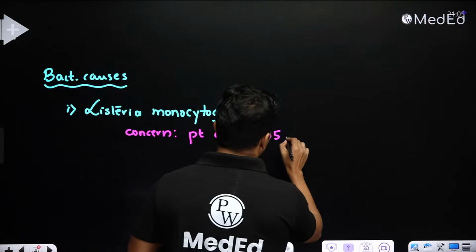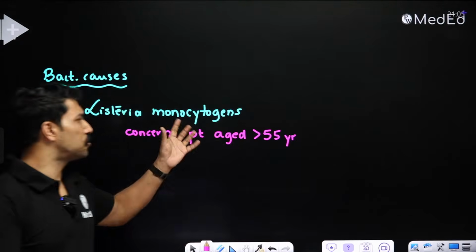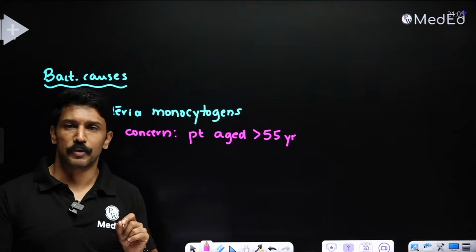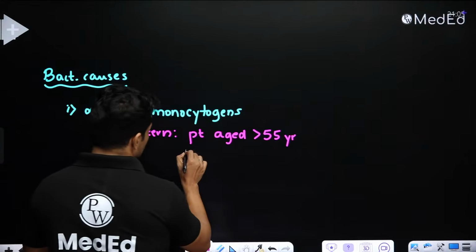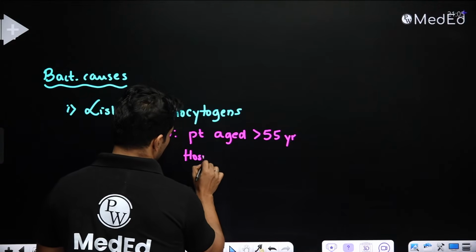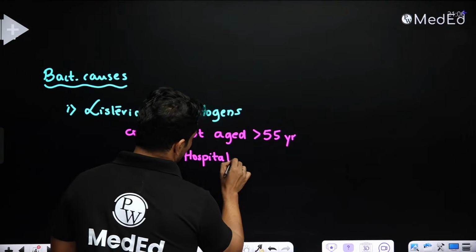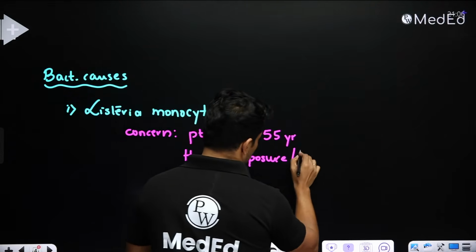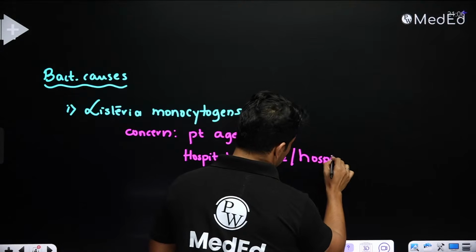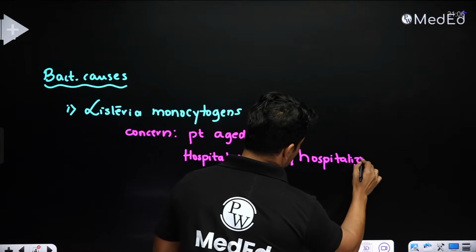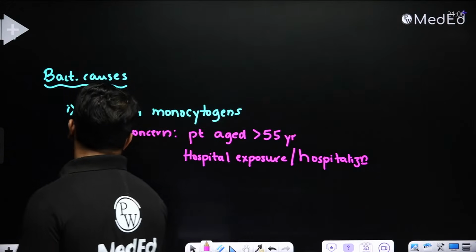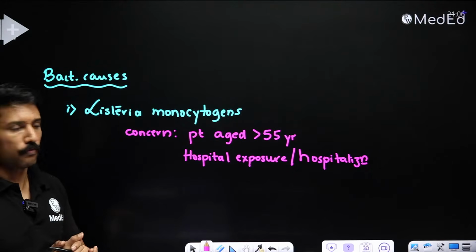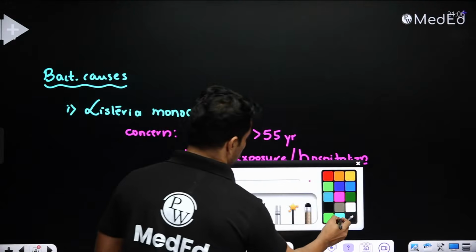But when it comes to an adult, I should be concerned about Listeria monocytogenes if I get a meningitis patient who is aged more than 55 years, or if there was a recent hospital exposure or hospitalization. A patient was hospitalized recently or had a history of hospital exposure. For some reason, multiple hospital visits were there. Then the patient might have acquired this organism from that source, that is hospital.